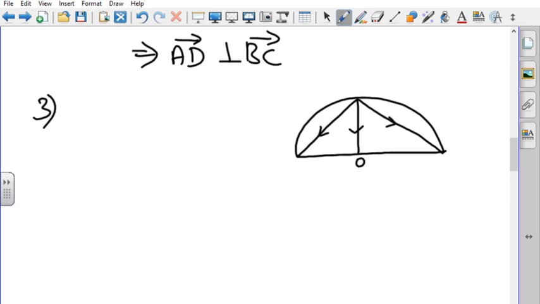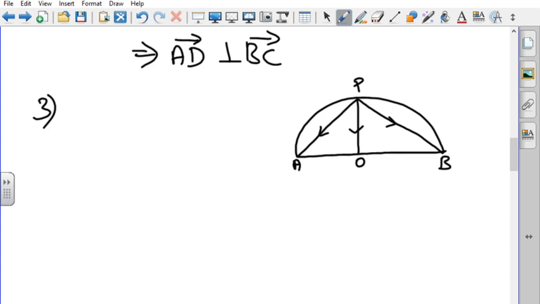Let O be the center, AB be the diameter, and P be the point on the circle. Now, we are going to prove that PA dot PB equal to 0. That is the angle in the semicircle. Which angle? Angle P. So we have to prove that angle APB equals 90 degrees.